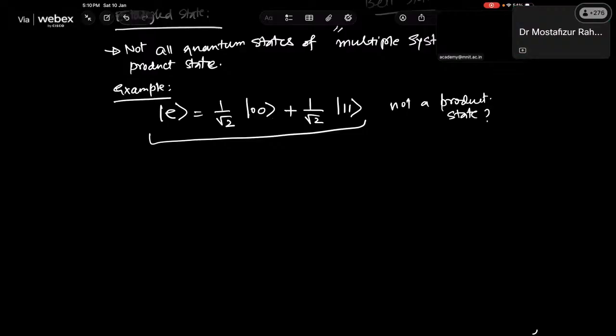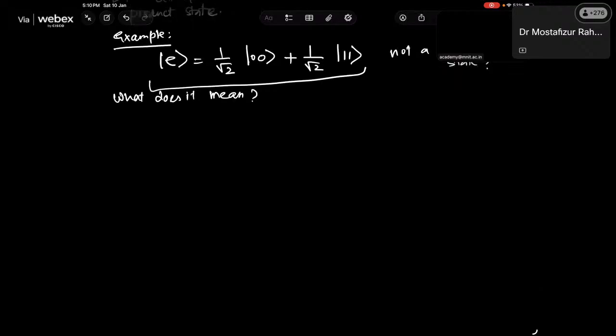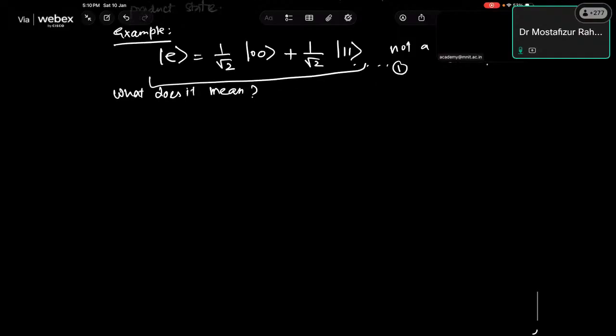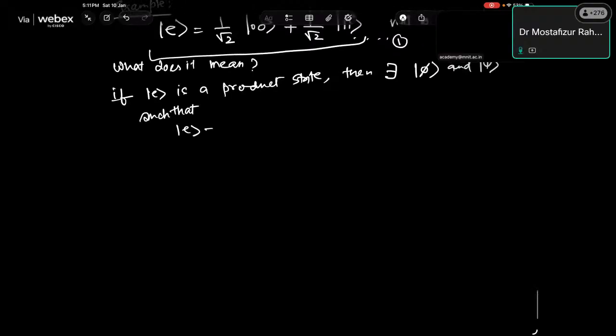So what does it mean? Suppose this is equation number 1. If |E⟩ were a product state, then there would exist two particular states, say phi and psi, such that we could write |E⟩ as the tensor product of phi with psi, which is 1 upon square root 2 |00⟩ plus 1 upon square root 2 |11⟩, right?